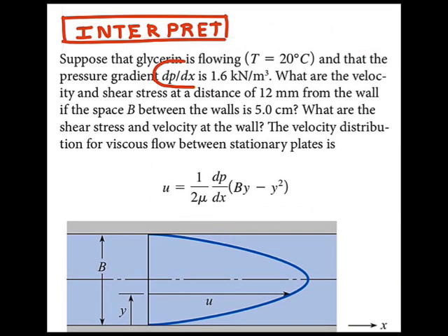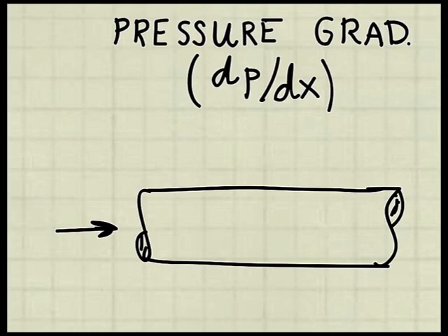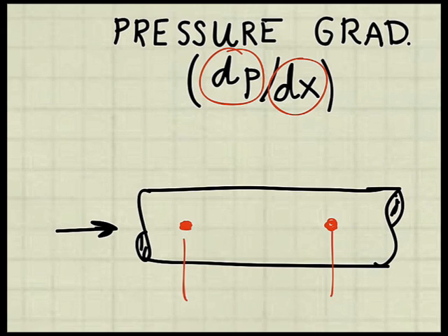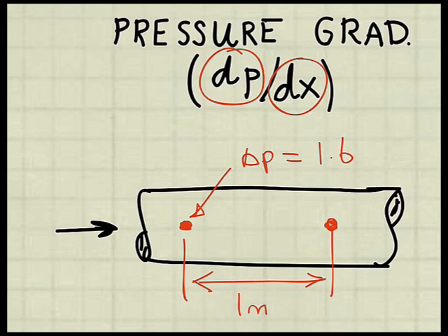What does pressure gradient mean? Question number 2. Pressure gradient means change in pressure divided by change in distance. In particular, the pressure here will be larger than the pressure right here. And if this distance is 1 meter, for this example, the pressure here will be 1.6 kilopascals higher than the pressure here. Change in pressure of 1.6 kilopascals for a distance of 1 meter.